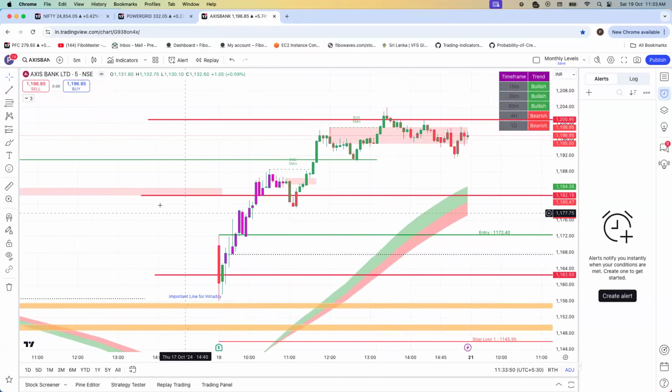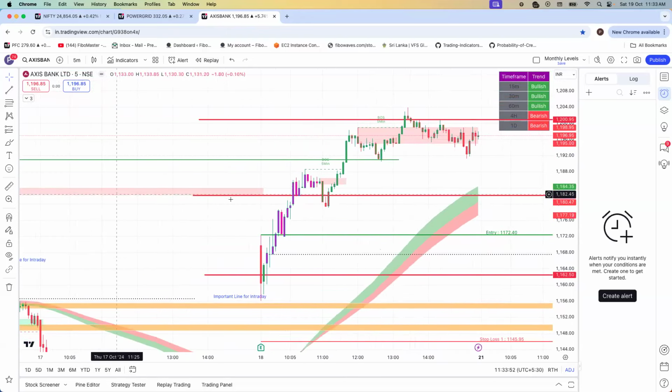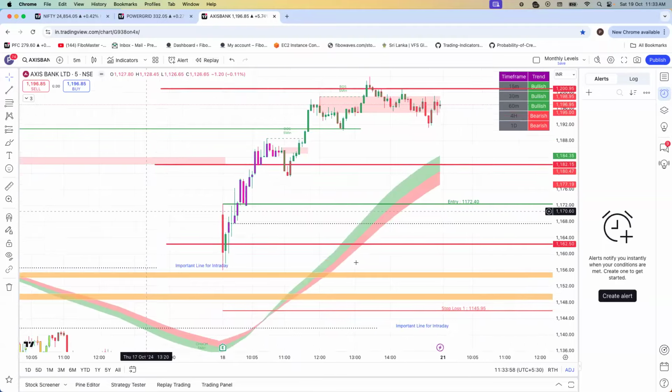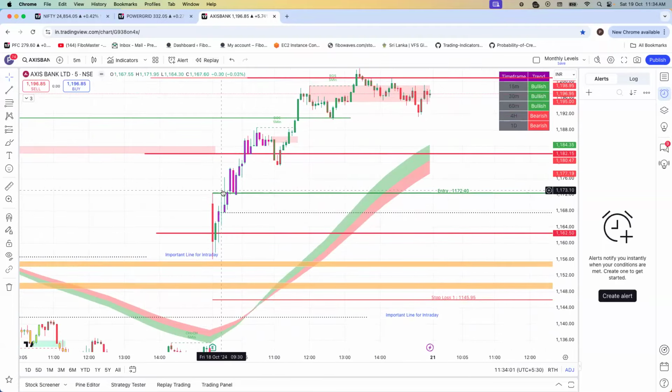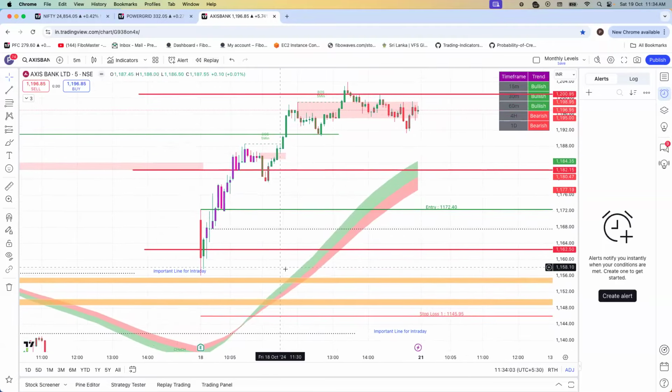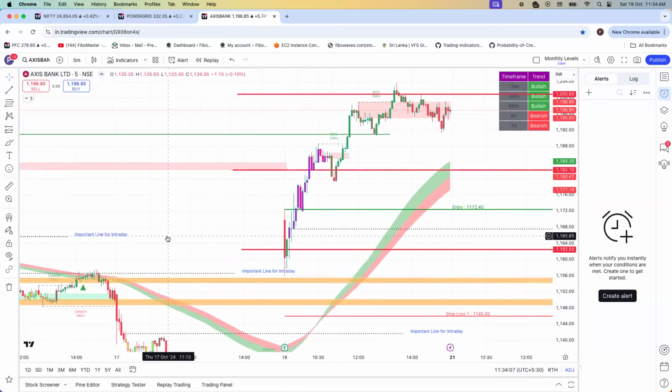What I did is I took the previous rejection point area, this one, as a first target point here. Okay, this is my first target point, which I took. And then what I did is entry point is here, right? And then I took it, the entry point was here. How did I mark this?